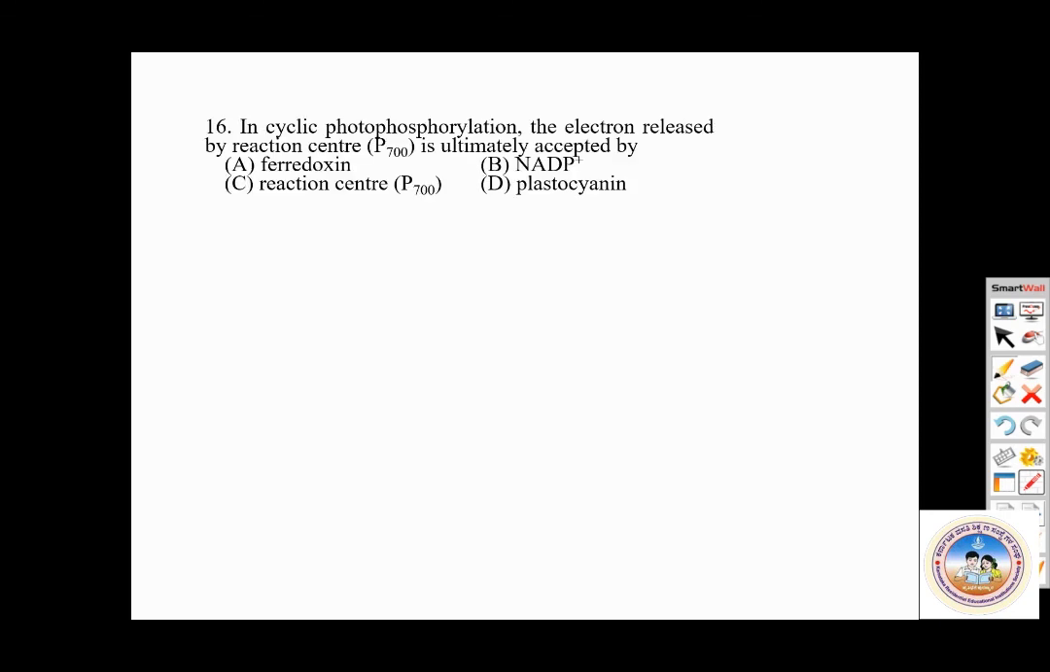15th one. In cyclic photophosphorylation, the electron released by the reaction center P700 is ultimately accepted by, I repeat again children, what is it? Where will it be accepted, children? First, immediately, where will it be accepted? It will be accepted by the reaction center P700. So the option is nothing but your C.